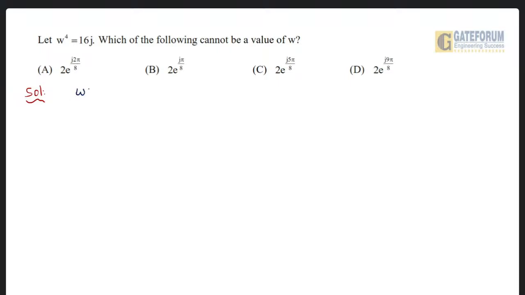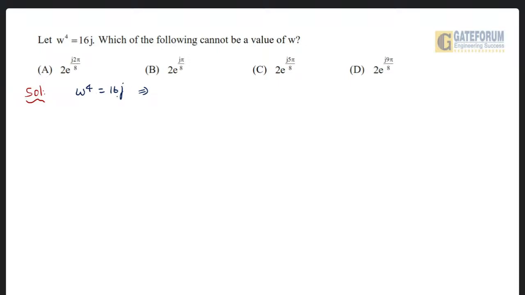Given w to the power 4 is equal to 16j, this implies w is equal to (16j) whole power 1 by 4. j is the imaginary number. So when we want to find square roots, cube roots, nth roots of a complex number, where j is purely imaginary, this 4 will go to the right side and become 1/4, that is the 4th roots of 16j.